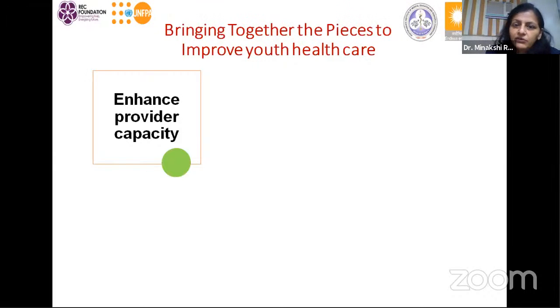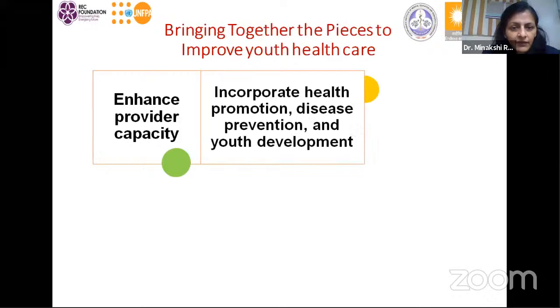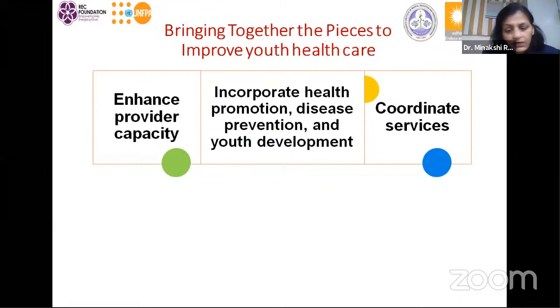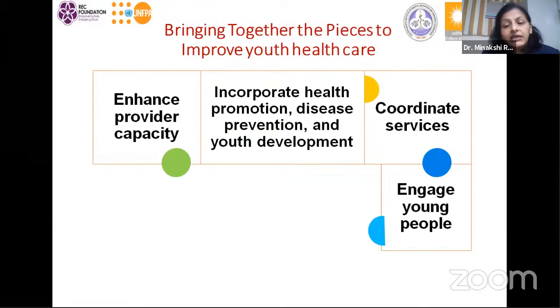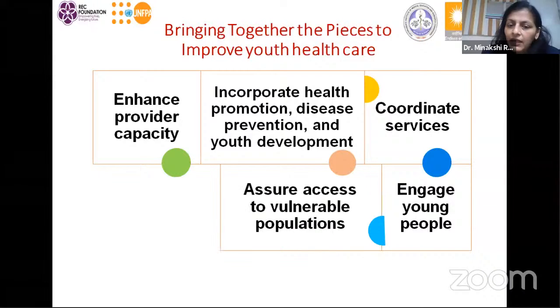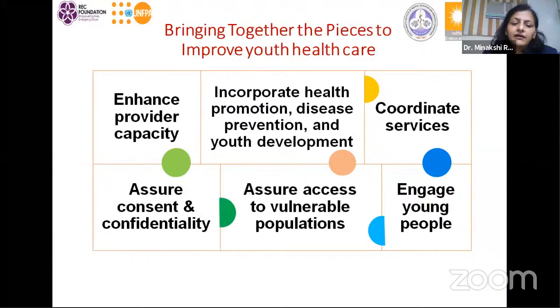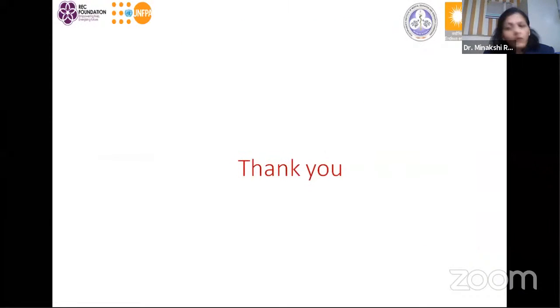Our duty is to bring together the pieces so we can improve youth healthcare. So we can definitely enhance the provider capacity. We can incorporate health promotion, disease prevention, and youth development. We can coordinate with all these services, and we can engage more and more young people. And we have to ensure that this vulnerable population gets the services, and that confidentiality and access to care are available to this young population. So with these words, I end my talk, and I welcome all the questions.